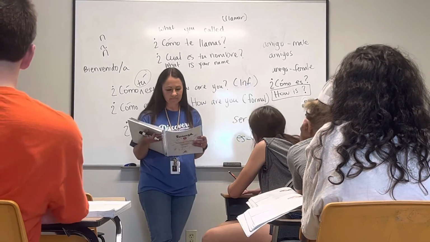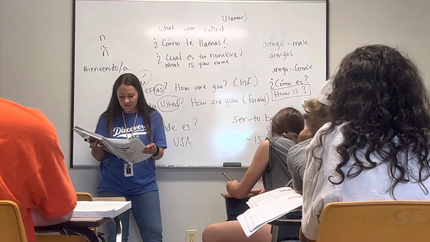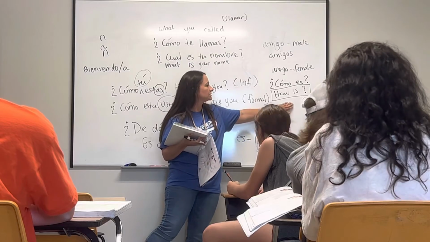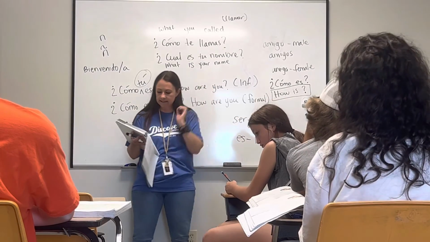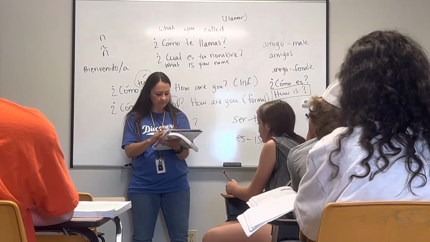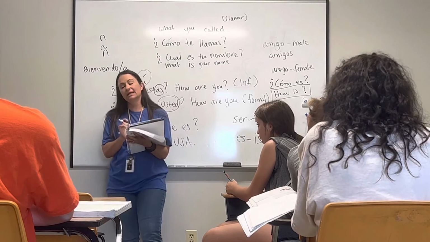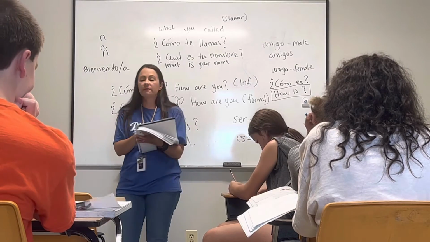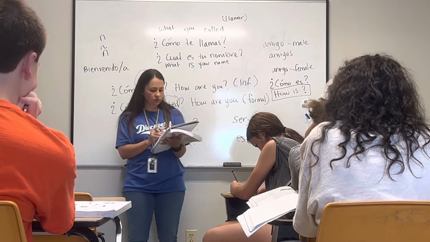We all understand that. All right, so on the next page, it gives you some ways to answer this question right here. How is someone? It gives you some descriptions of the person. And the really great thing about these is these are your cognates. These are the words that you can probably figure out because they're so close to English.